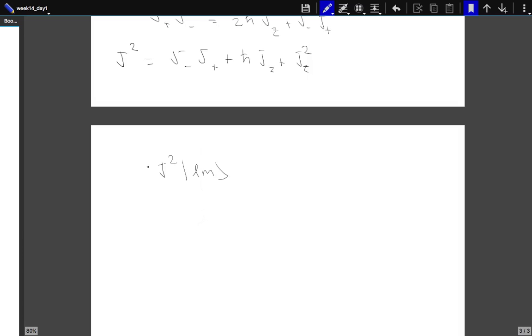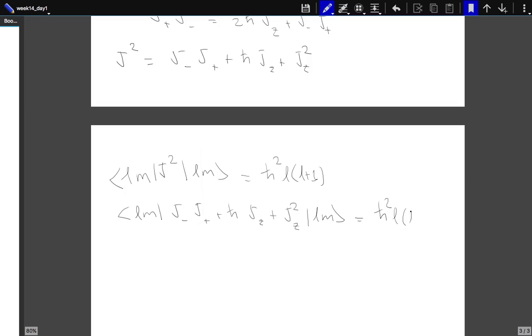Now let's look at the matrix element of j squared between Lm states. On one hand, we already know that this is equal to h bar squared L(L plus 1), because we know that the Lm state is an eigenket of j squared. But on the other hand, this matrix element is the matrix element of j minus j plus plus h bar jz plus jz squared between Lm states. So this should be equal to h bar squared L(L plus 1).